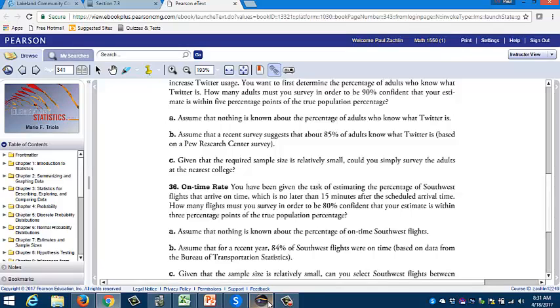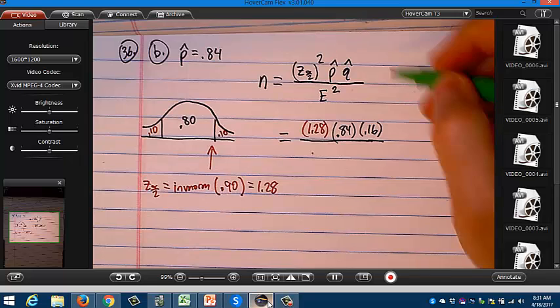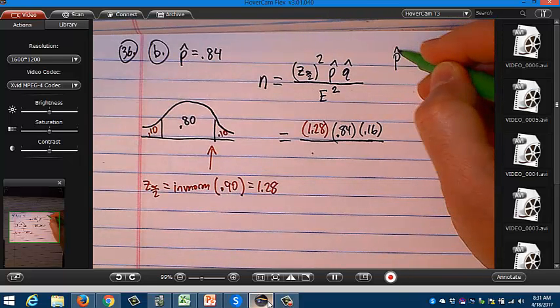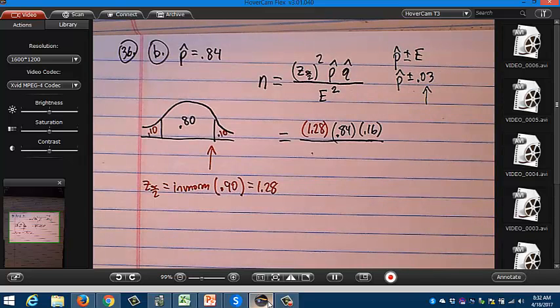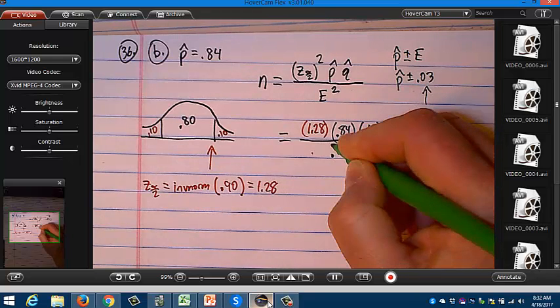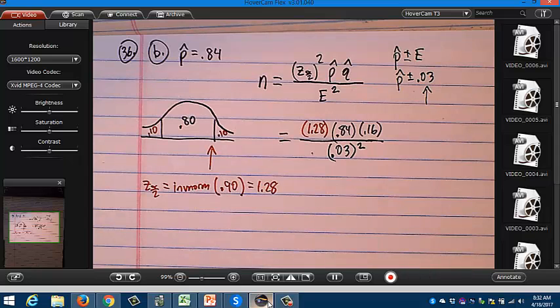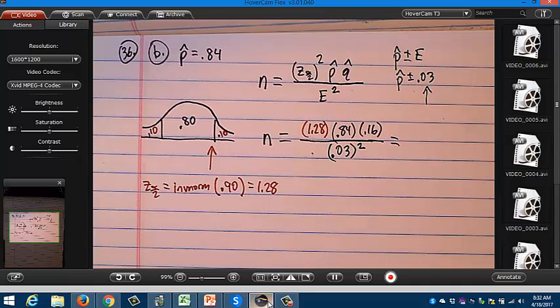So remember how confidence intervals work. The way a confidence interval works in general is P hat plus or minus E, right? We want P hat plus or minus 0.03. That's what they want, 3 percentage points. So that's the margin of error. 0.03 is what we're going for. Basically, they told you how big they want the interval to be, within 3 percentage points of P hat. And so if this is my formula for n, now I can just type it in the calculator and see what I get.